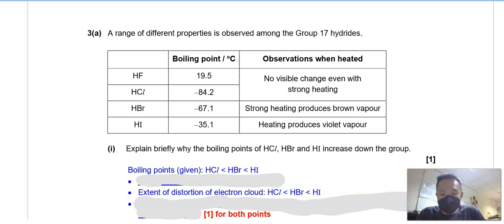Okay, moving on to question 3 of common test 1. Question 3 is again a periodic table question, but the focus is now on the halogens, group 17. In this case, we're looking at group 17 hydrides, where you have your HF, HCl, HBr, and HI. You're given the boiling points, as well as the observation when heated.